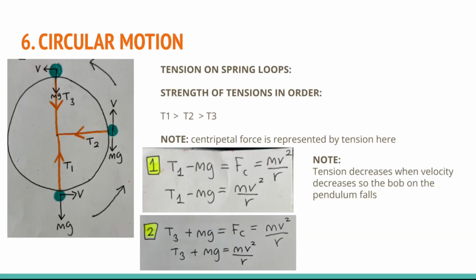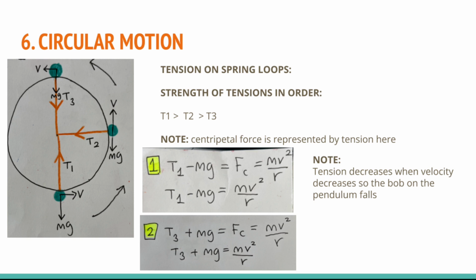Onto our final heading, tension on a spring loop. As you can see in this diagram, we have a circle and we have a green dot representing a particle that travels in a circular motion. And as you can see, I labeled the direction of the velocity and the direction of the weight. Weight always acts towards the ground, towards Earth's center. So as you can see, this is the order of the strengths of the tension. It starts from tension 1 to tension 2 to tension 3. Tension 1 being the strongest.